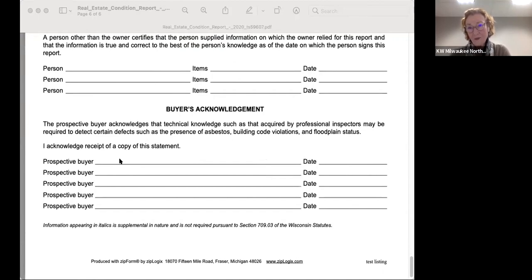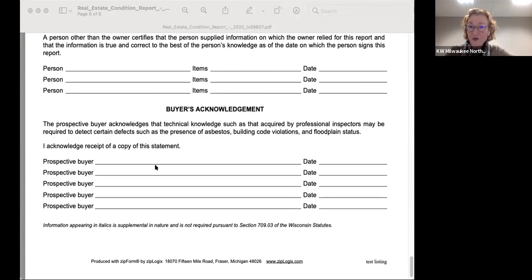This is a little bit of confusion. Sometimes buyers won't sign that because they think that they're accepting all these conditions. It doesn't mean that. It says the prospective buyer acknowledges that technical knowledge such as that acquired by professional inspectors may be required to detect certain defects, such as the presence of asbestos, building code violations, and floodplain status. So that's stating that the buyer really should rely on an inspector for actual technical knowledge of what's in the house.